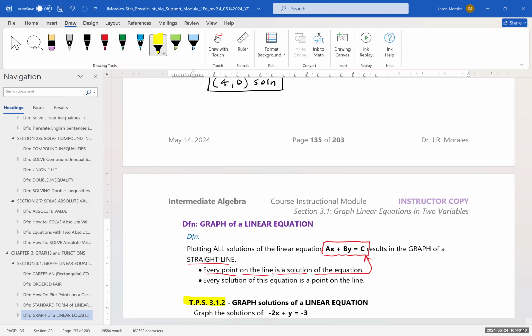I'm intentionally blocking the bottom half because I've already written in the solution for this. So this is: graph solutions of -2x + y = -3. Use the previous example as a model. Go ahead and pause the video and come back after you've plotted some points, and we'll resume.